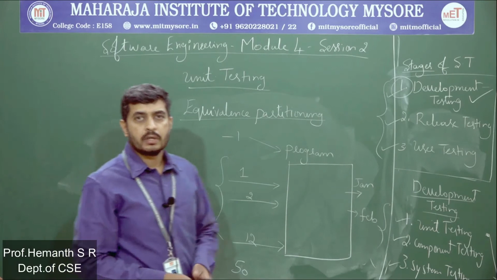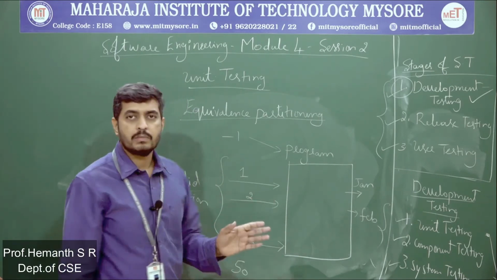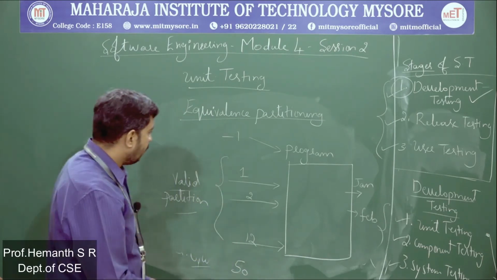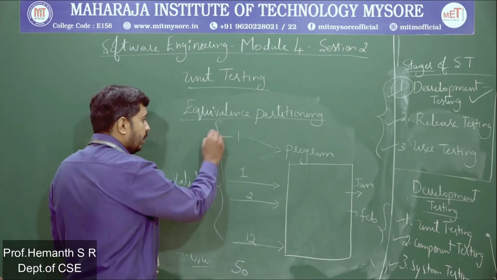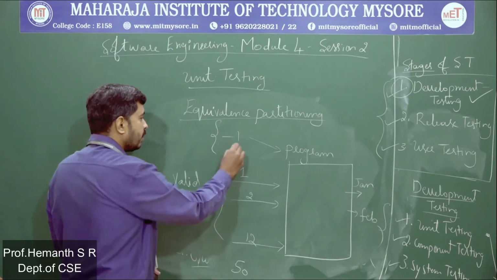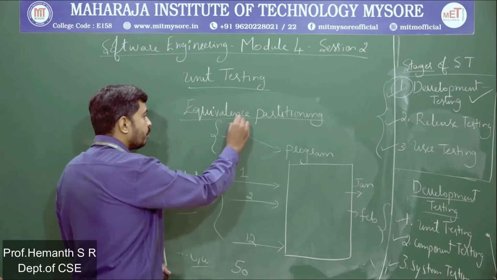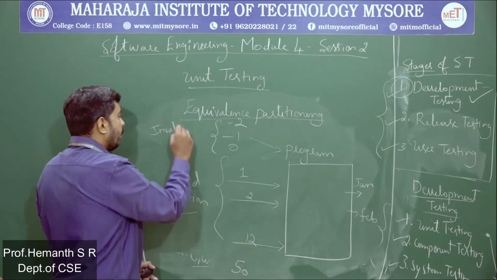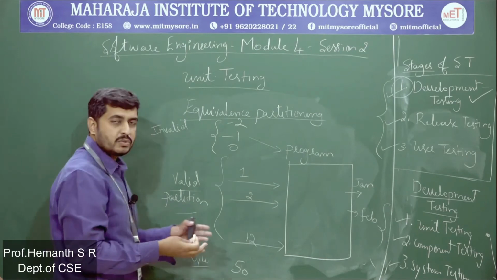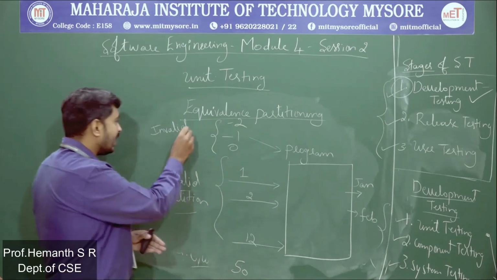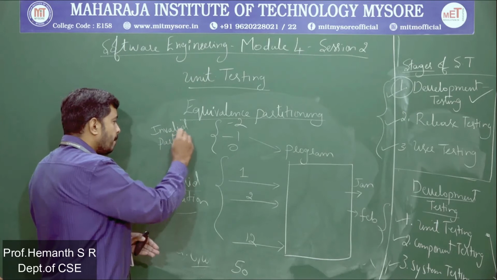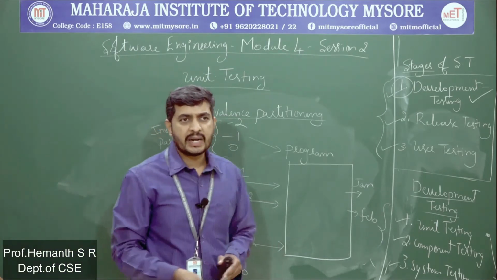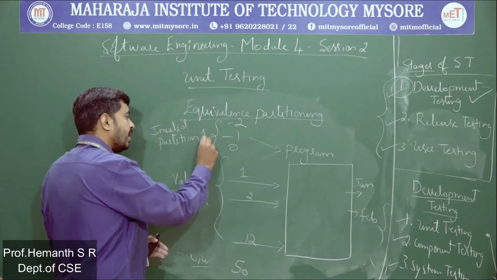Also, we understood a user may not always enter a valid input. Some unexpected input may be given. In this case, he may enter -1. He may give a 0. He may give -2. This is an invalid partition. So possibilities which are invalid, we call it an invalid partition. Here you can observe the user is going into the negative range, 0 and negative. So I will call it invalid partition 1.